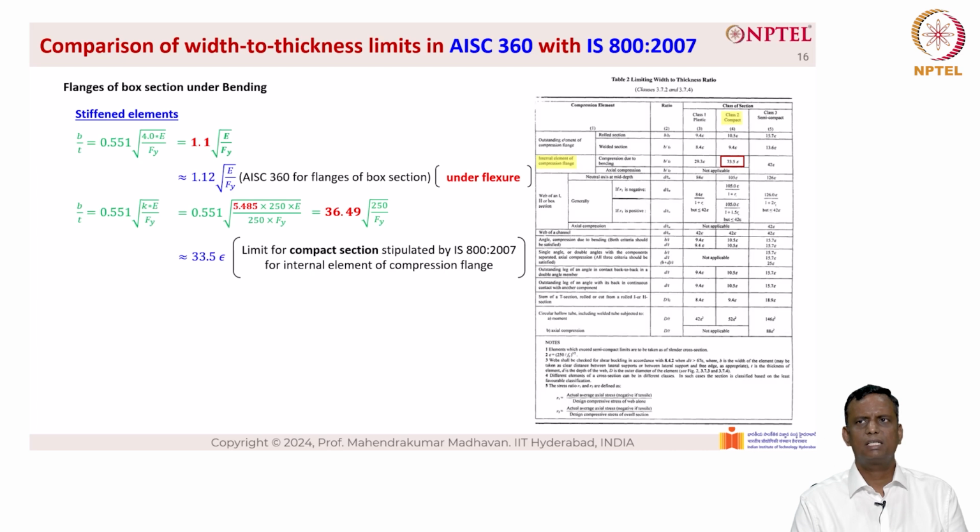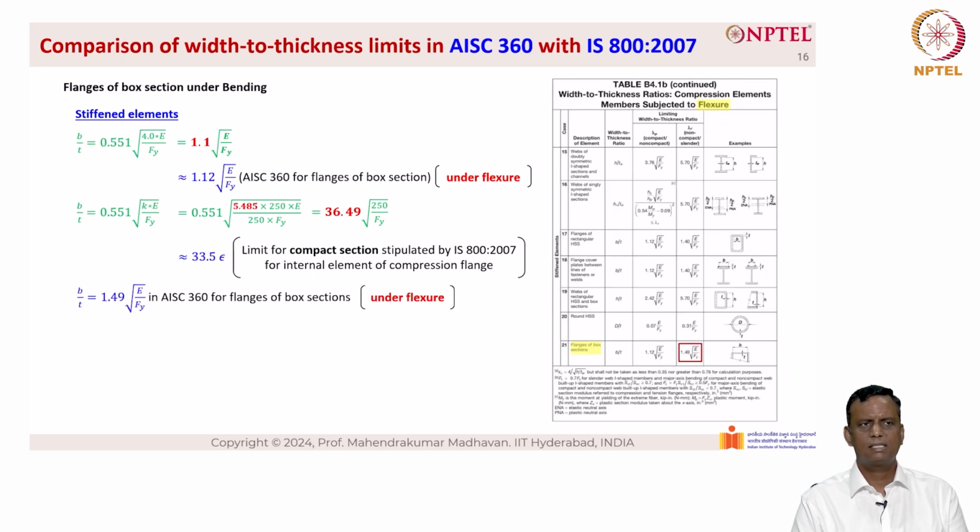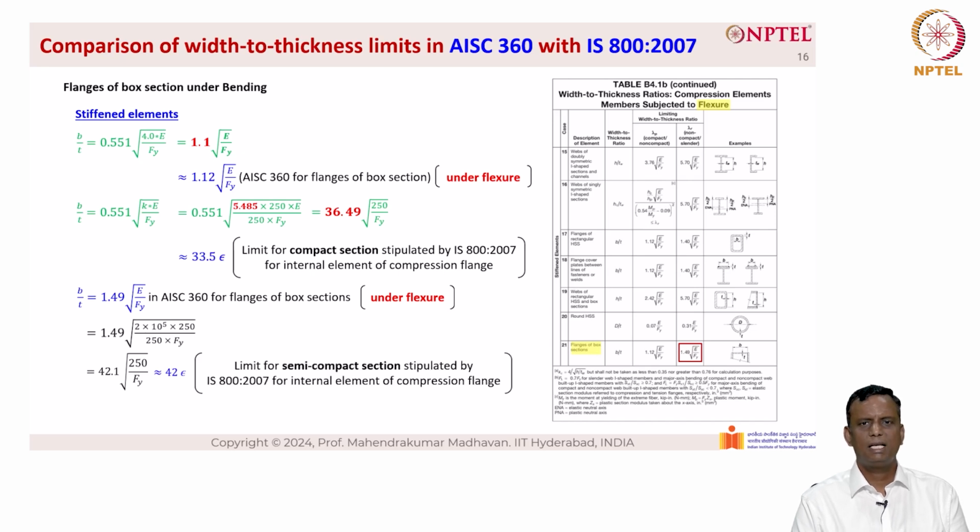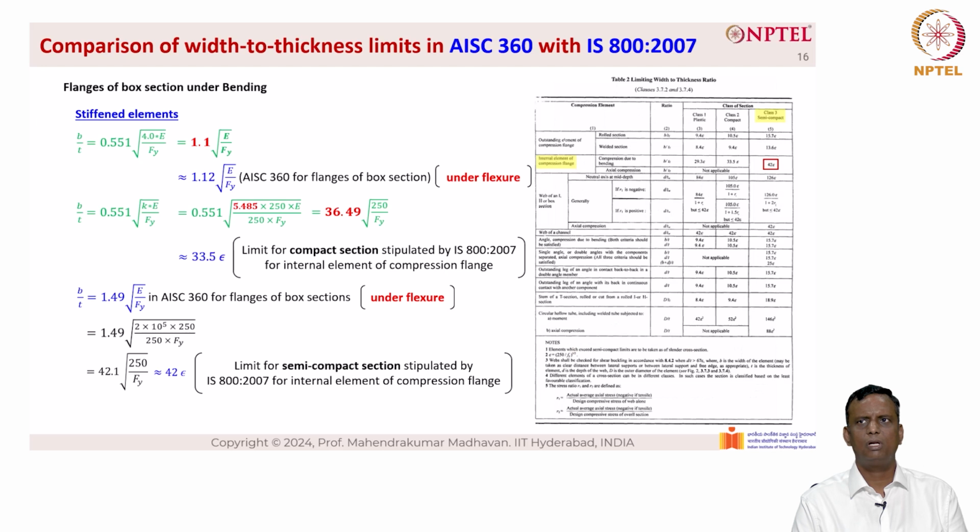As you can see here, it is given as 33.5 in Table 2 under class 2 compact for internal element of compression flange. Now, let us look at AISC 360, which is given as b/t equal to 1.49 into root of E by f sub y for flanges of box sections under flexure, which is under non-compact condition. So, when we substitute these values, we get 42.1 into root of 250 by f sub y, which is the strain limit of 42 epsilon that is given in IS 800. So, the limit for semi-compact section stipulated by IS 800 2007 for internal element of compression flange is given as 42 epsilon, as you can see on the picture on the right hand side, which is class 3 semi-compact.